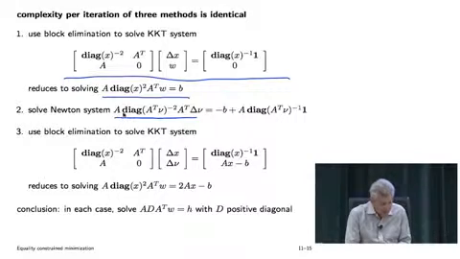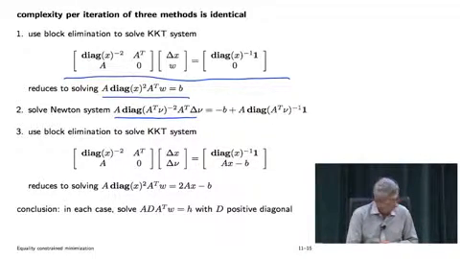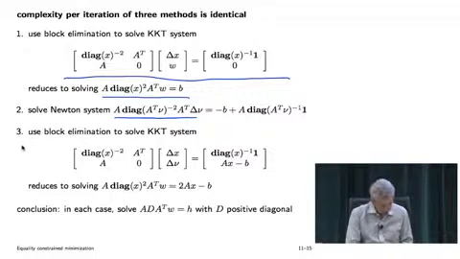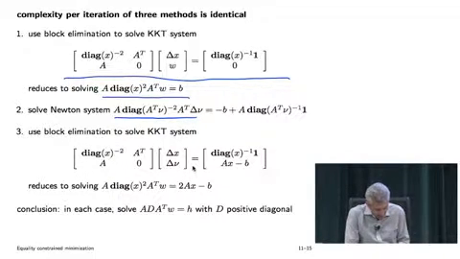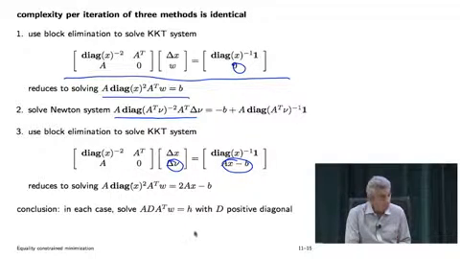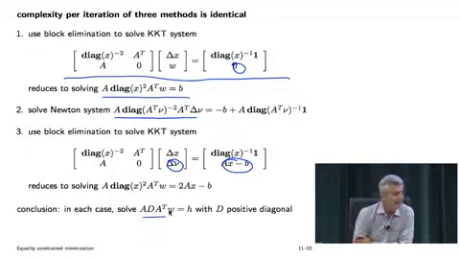It's A diagonal A transpose. It's a system of that form. That's the coefficient equation that you have to solve. In the third one, the Newton system looks like that. The only thing different here is that instead of the dual variable, you now have a delta dual variable, and instead of a 0, you have a residual here. So it's actually the same as the first one, and you get the same thing. The right-hand side is different, but that doesn't matter. So in each case, you end up solving A D A transpose w = h.